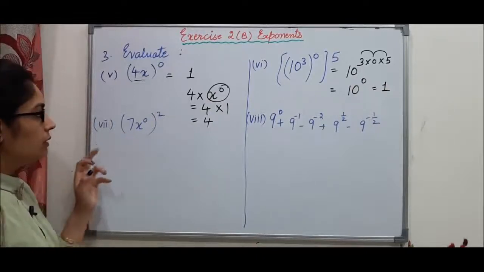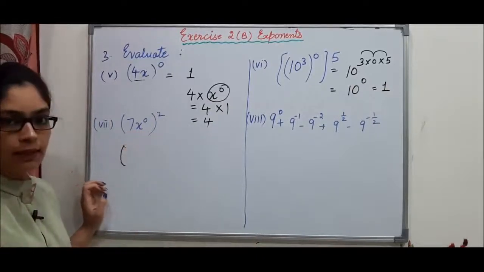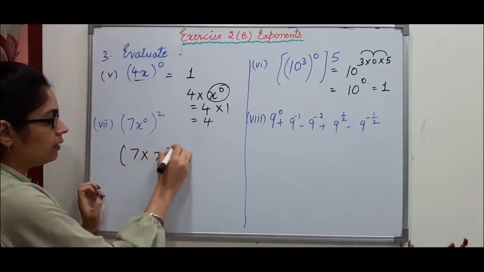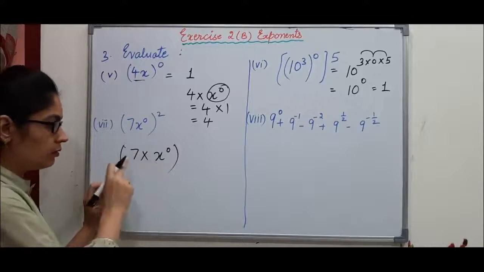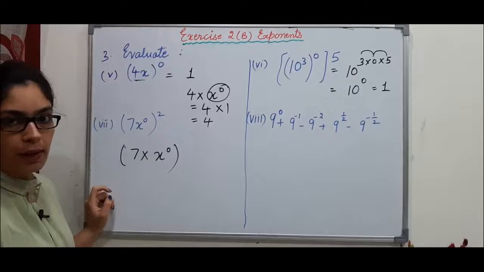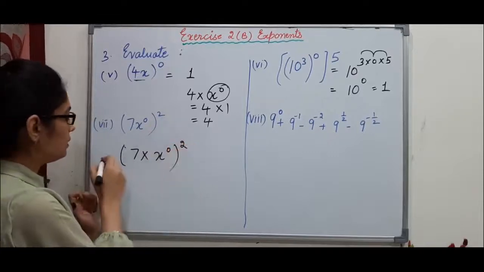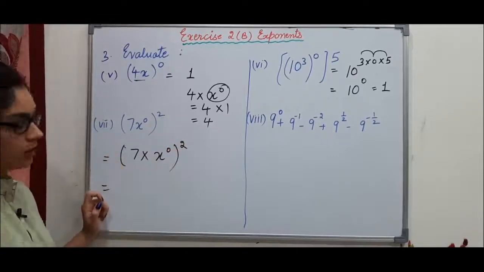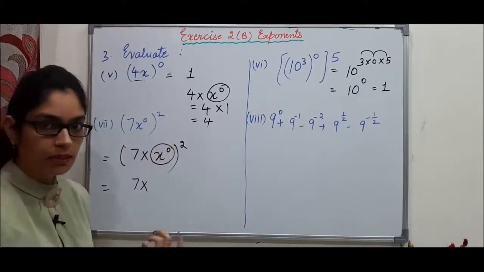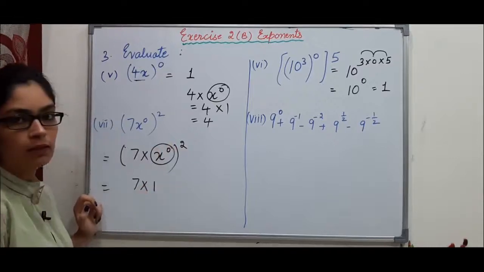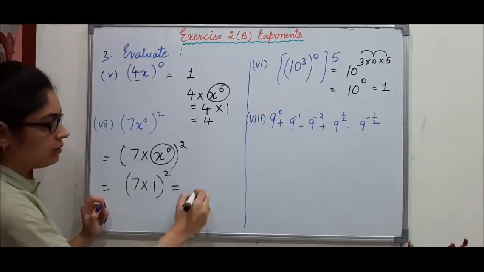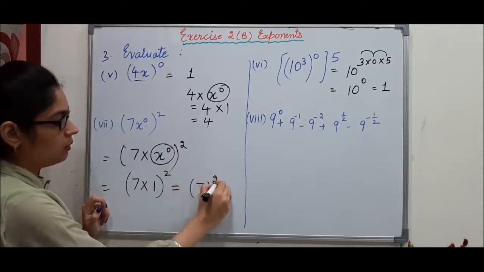Now in this one, any number that is written with x means it is getting multiplied with x. So 7x to the power 0, I can write it as 7 into x to the power 0, and this whole power 2 as it is. So 7 into this number, the power of this number is 0, so we can write it as 1. 7 into 1 whole square, 7 into 1 is 7 whole square.